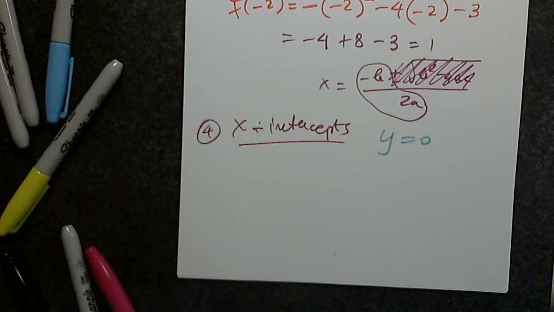-2, 1. Coordinates of the vertex. -2, 1. So if the quadratic function has a maximum that is negative, it will not cross the x-axis. If it has a maximum that is 0, it will touch the x-axis. But if it has a maximum that is a positive number, it will cross the x-axis twice. Which case is this? Is the maximum negative? Is the maximum 0? Or is the maximum positive?